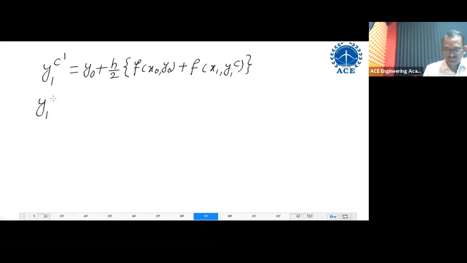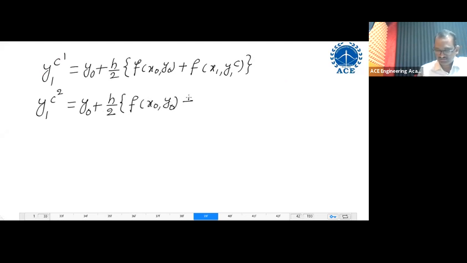Next y1 power c2 is equal to y0 plus h by 2 into f of x0 comma y0 plus f of x1 comma y1 power c1, and so on.